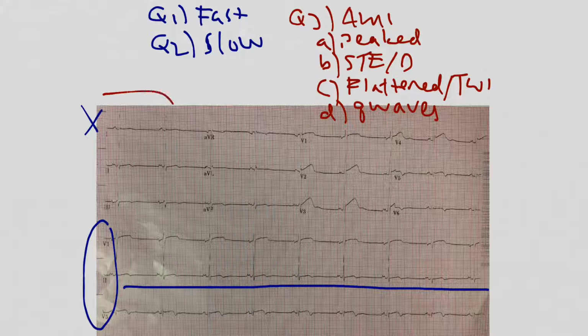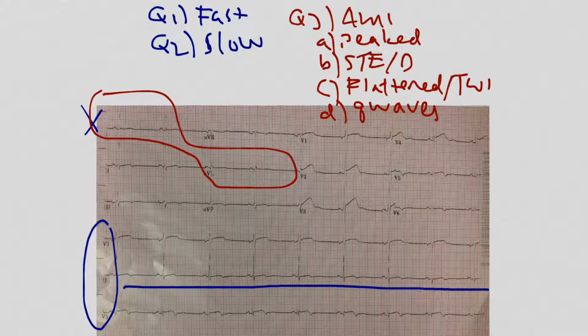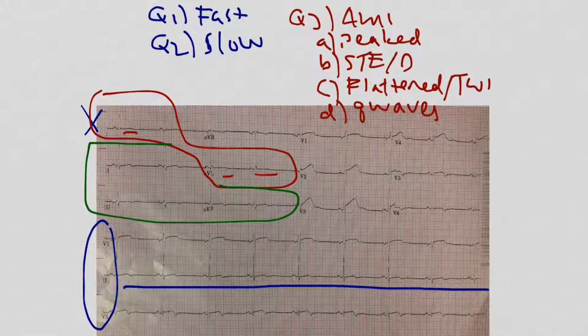So we'll start by looking at leads 1 and AVL. In these leads, I don't see any peaked T waves, ST elevations, or depressions, but I definitely see what look like flattened T waves. Next, I'll look at my inferior leads, 2, 3, and AVF. And here again, I don't see any peaked T waves, I don't see any significant ST elevations or depressions, but I definitely see what look like flattened or T wave inversions in 2, 3, and even AVF. It looks like there are definitely some T wave inversions there.